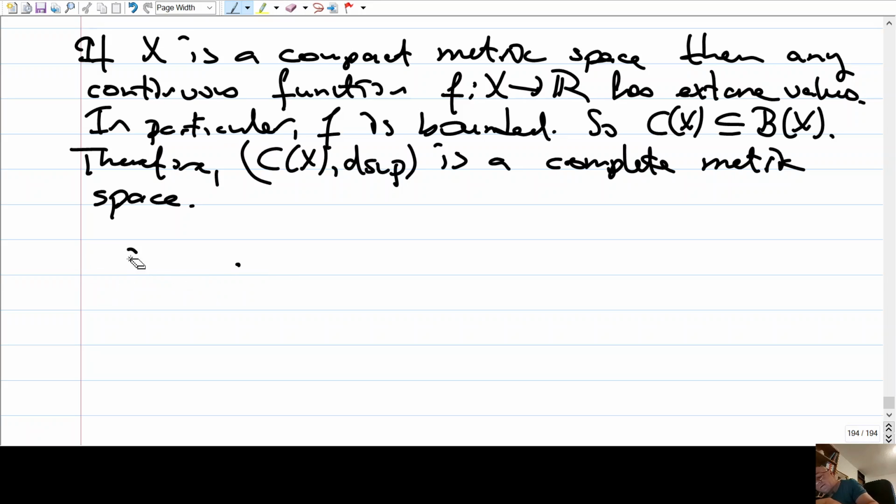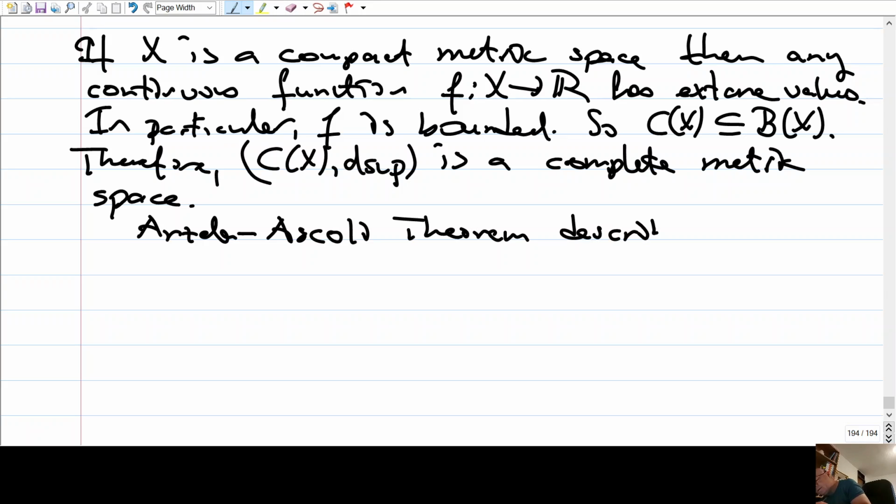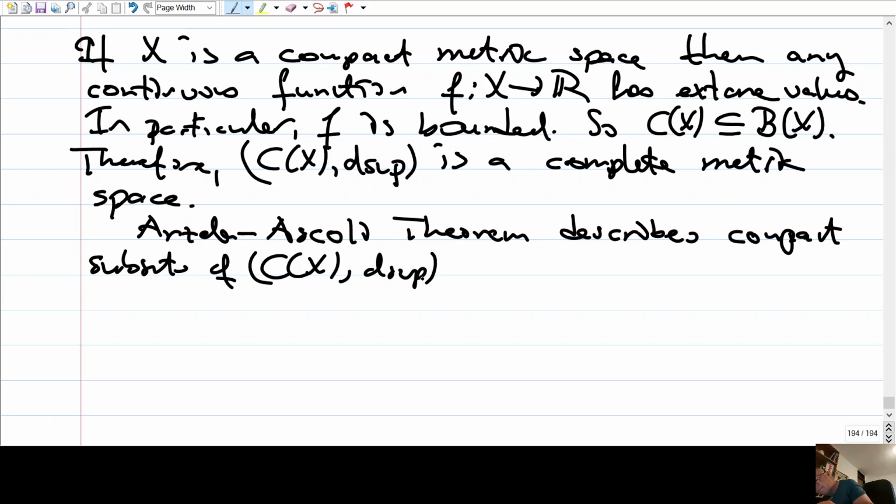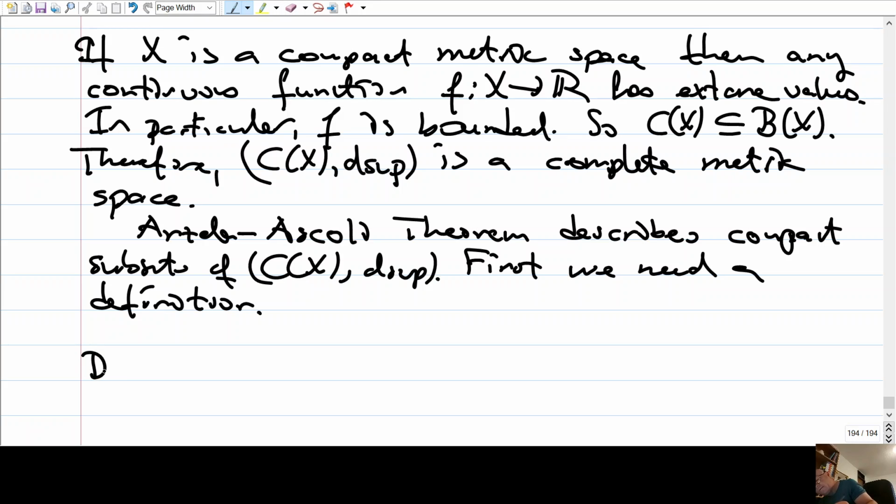Maybe I should write: Arzela-Ascoli theorem describes compact subsets of C(X). First, we need a definition. Okay, here is the definition.